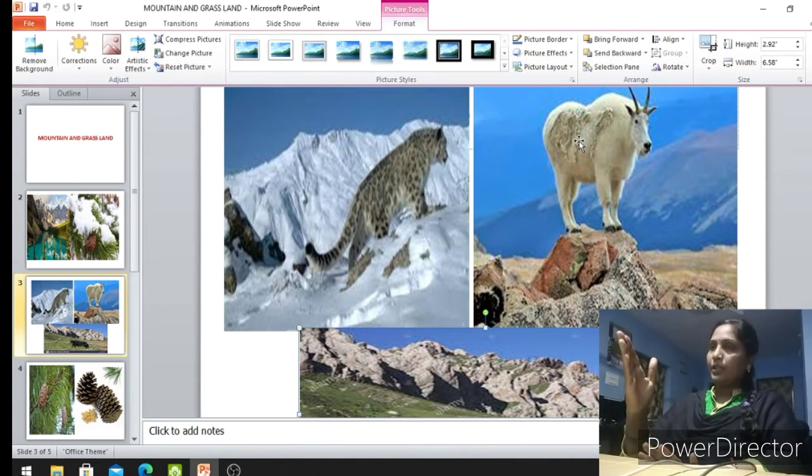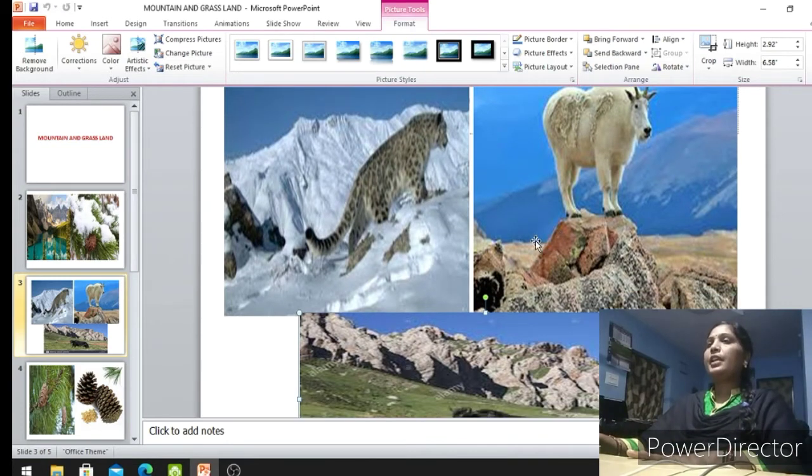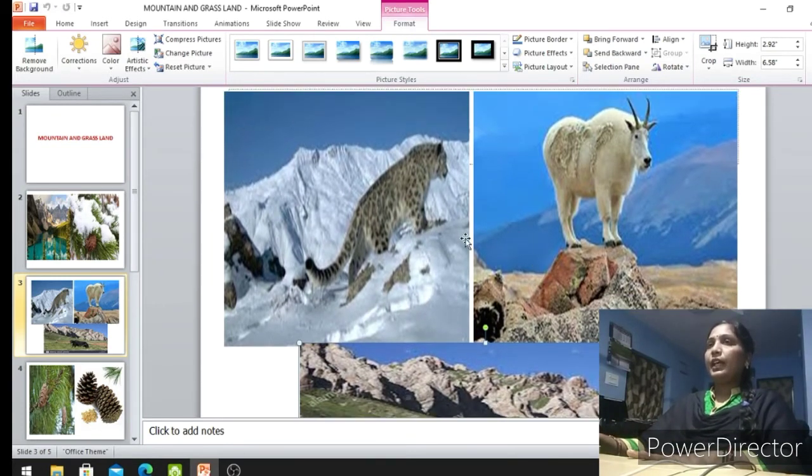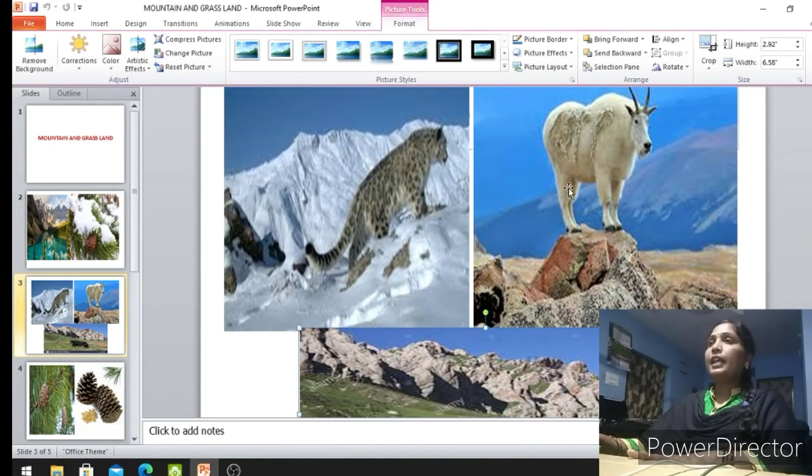So that fat deposit is also helping the animal to keep it warm in cool climates and to survive in the cool climatic conditions. So two adaptations we had seen just now. One is having a thick fur and the second one is having a blubber under the skin. And are you finding any other adaptation?